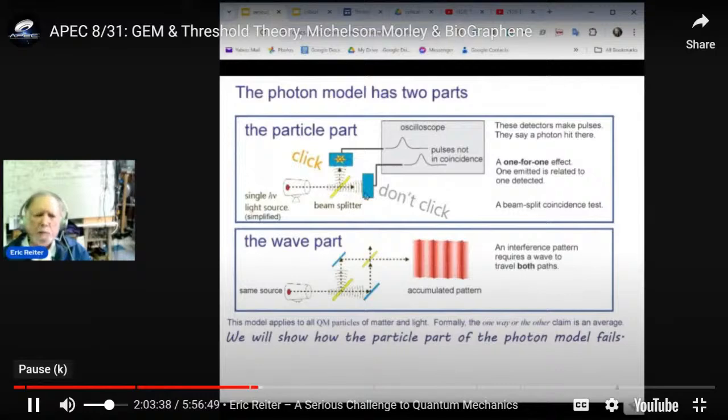This is a form of entanglement. It's a one-particle entanglement. The other part of the photon model is that you leave it on over time, you collect a bunch of pulses, and you can see an interference pattern. So we're going to show that it's this first part of the model that fails.